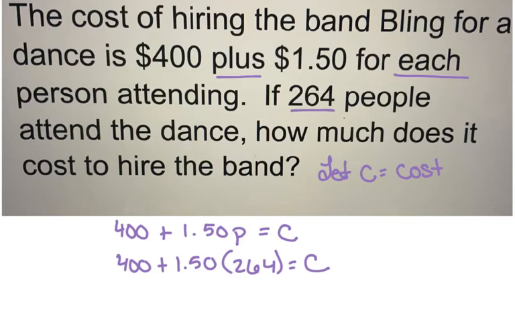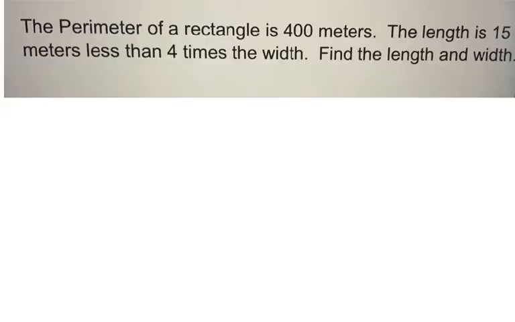So 400 plus $1.50 times 264 should give you $796. So the total cost would be $796 to hire this band. Okay, so hopefully you did well with that one. All right, here's a different one. Let's work this one out together.